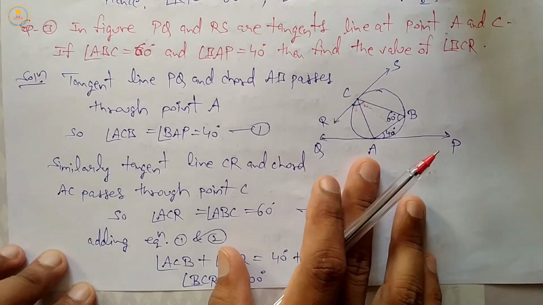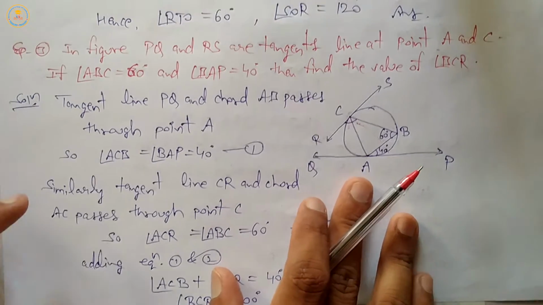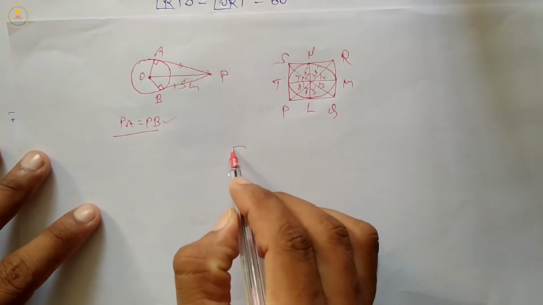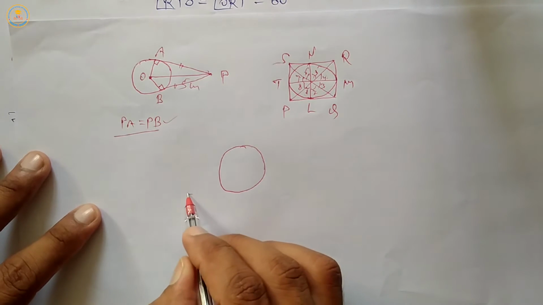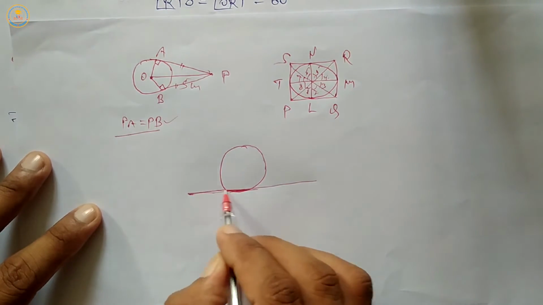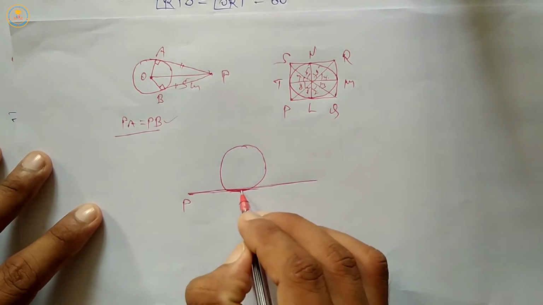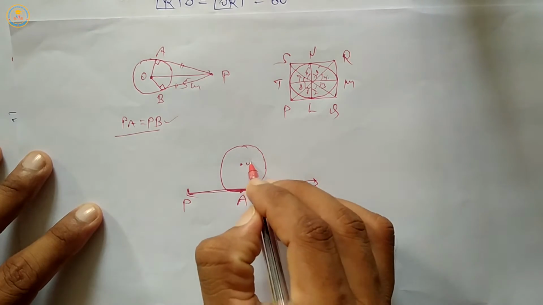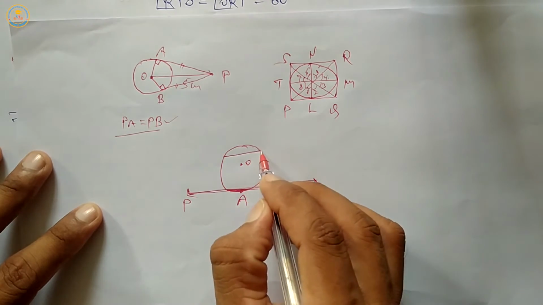Now, angles made in the same segment. Suppose this is a circle, and this one is a tangent line. PAQ is the tangent line, and O is the center.